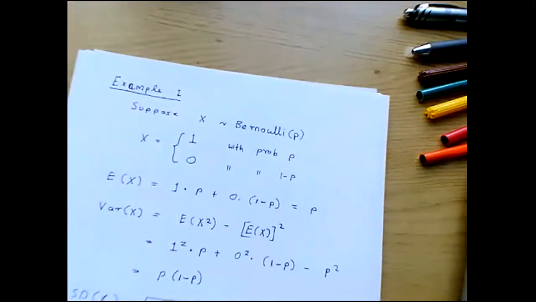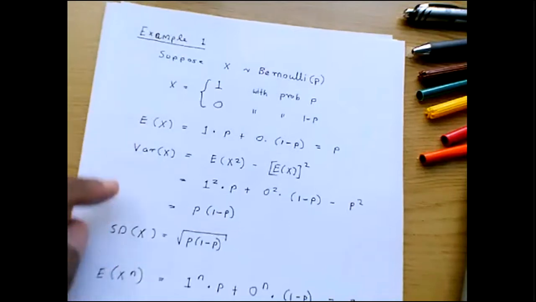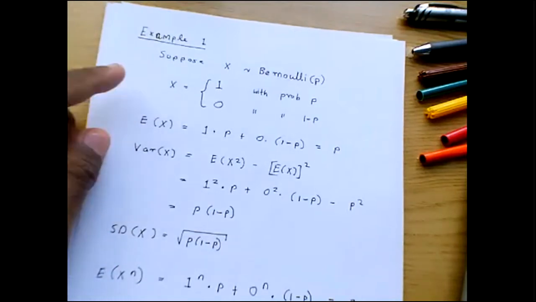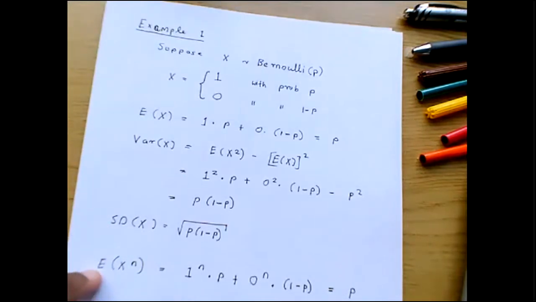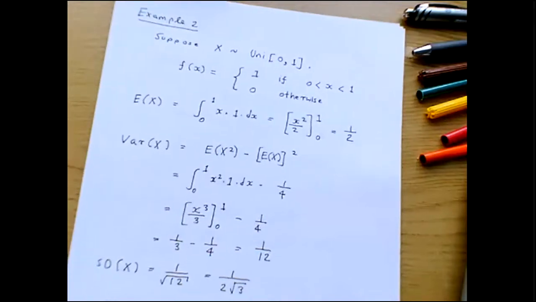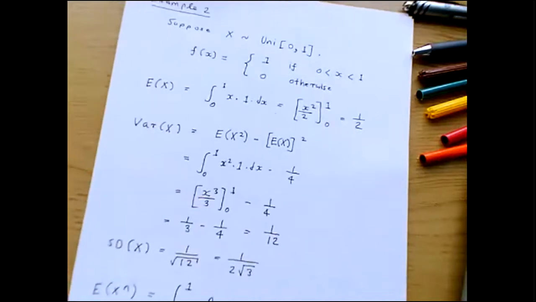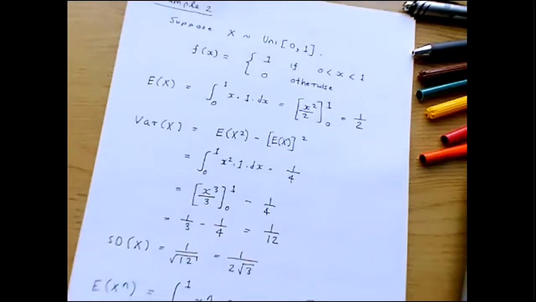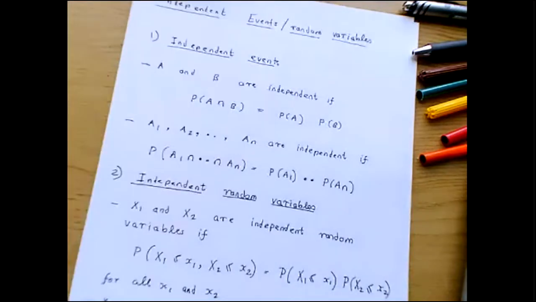Then I did two examples. This example one is on the Bernoulli distribution, right? So I derived the mean, the variance, the standard deviation, and the nth population moment, right? And this is the second example I did, where X follows the uniform distribution. And again, I derived the mean, variance, standard deviation, and the nth population moment, right?